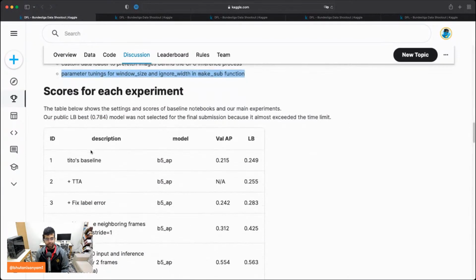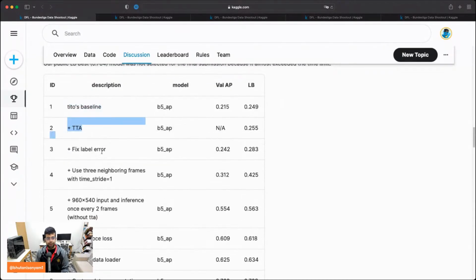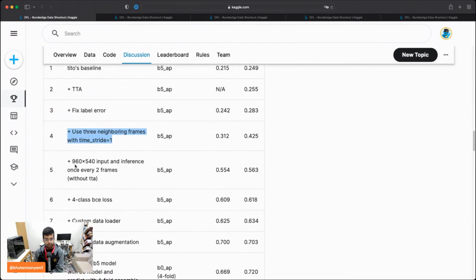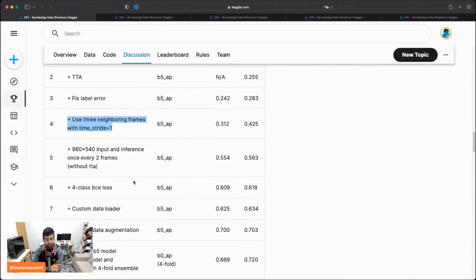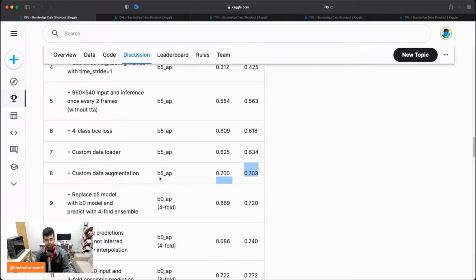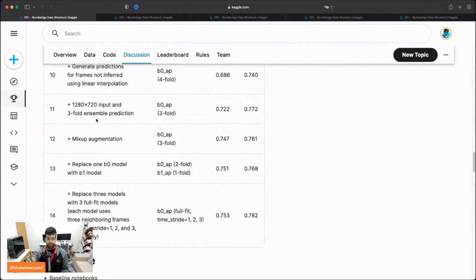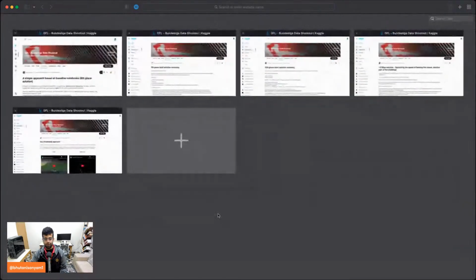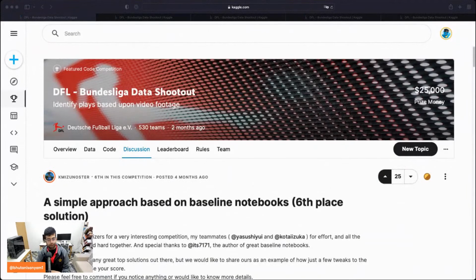All right, so you can see that they started with Tito's baseline, added TTA, fixed the label error, used three neighboring frames, changed the size for every two frames, added BCE loss, added a custom data loader, added data augmentation, and I think this got them to gold already. Replaced B5 with B0, changed the size, mixup, replaced three models with full fit models, and finally got to a really good score. So this was the sixth place solution, iteratively improving upon the public baseline and getting to sixth place on the private LB.